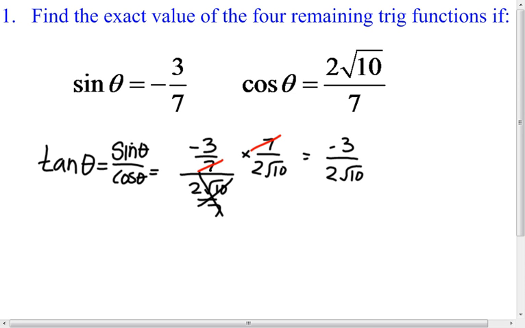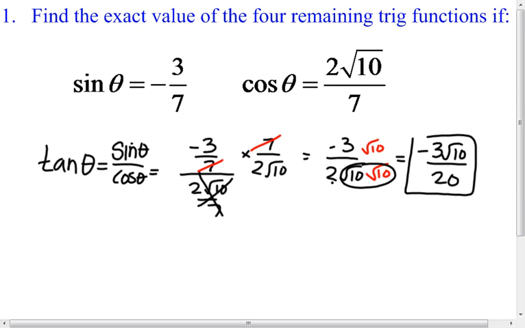I can't have a radical in the denominator, so I am going to multiply by root 10. And then I will have negative 3 root 10 over root 10 times 10 is 10, times this 2 out in front will be 20. So there's my tangent value. Okay. So I have sine, cosine, tangent.